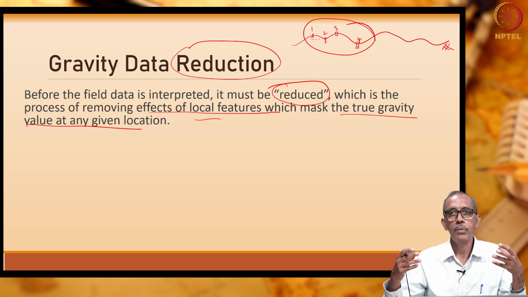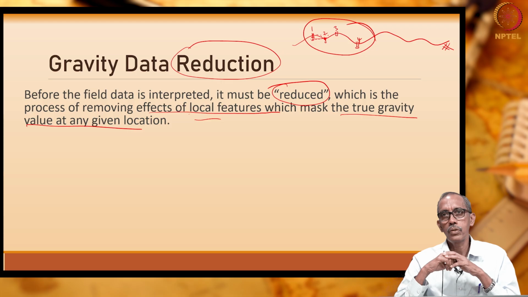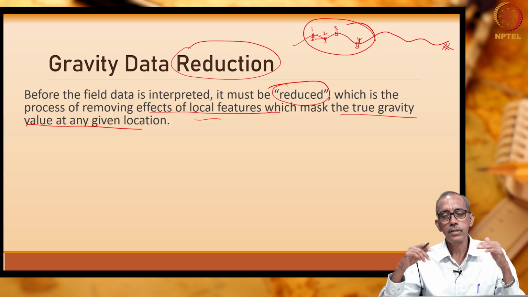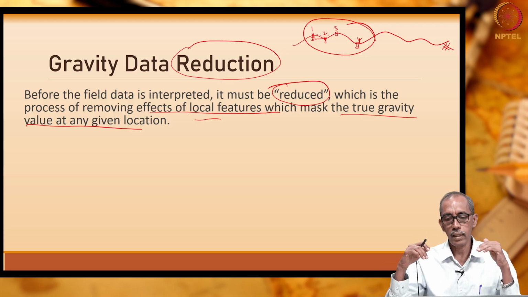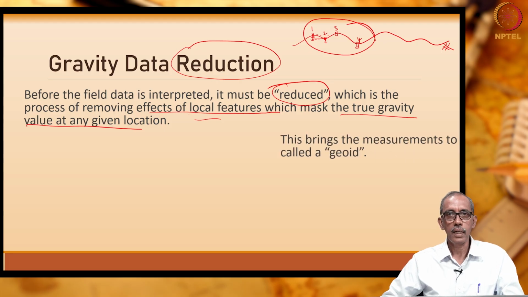This process of removal is known as reduction of data. That means what we are going to do, either you will take the station to the same level of location 1 or reduce the elevation of location 1 to the level of location 2. Is that clear? So, this process is known as gravity reduction. We are going to see that in a little more detail soon, right?